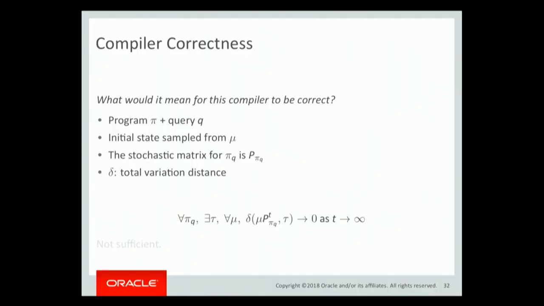Now, if you consider the total variation distance, and if you're not familiar with this, that's fine. You just think of it as a distance, and as it gets close to zero, that means that our objects are getting closer to each other. One thing we might want to prove as a starter is that for any program you give me, and any query, there's going to be a distribution tau such that regardless of what mu is, the initial distribution, as our program iterates, the distance between iterating our program and this distribution is going to get close to zero.